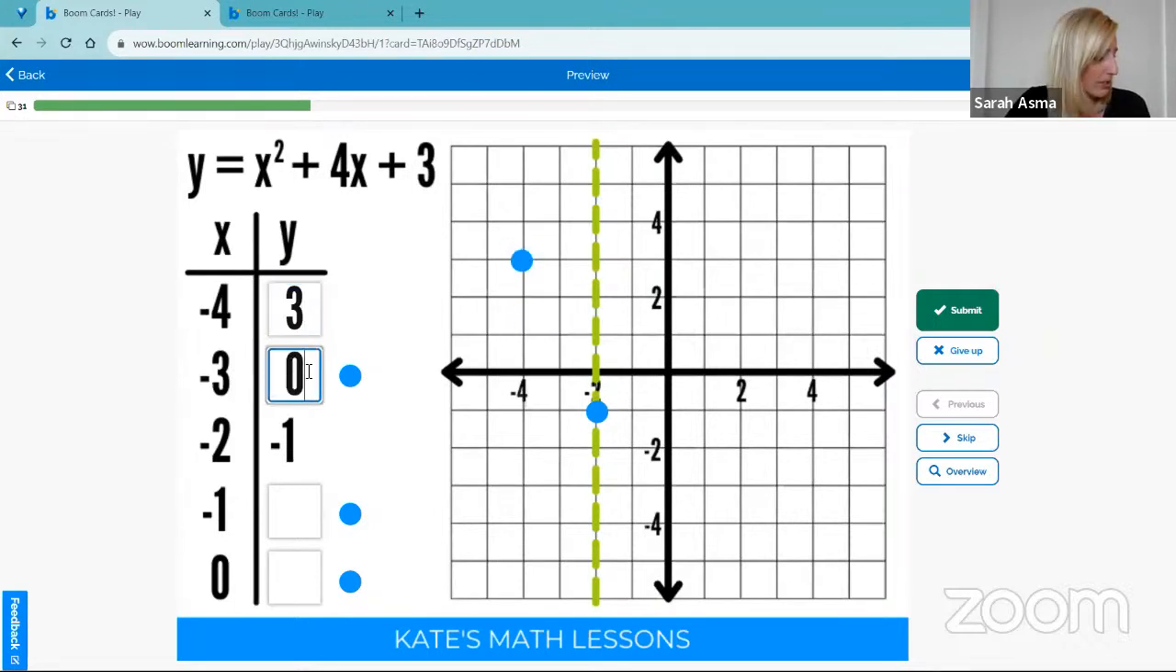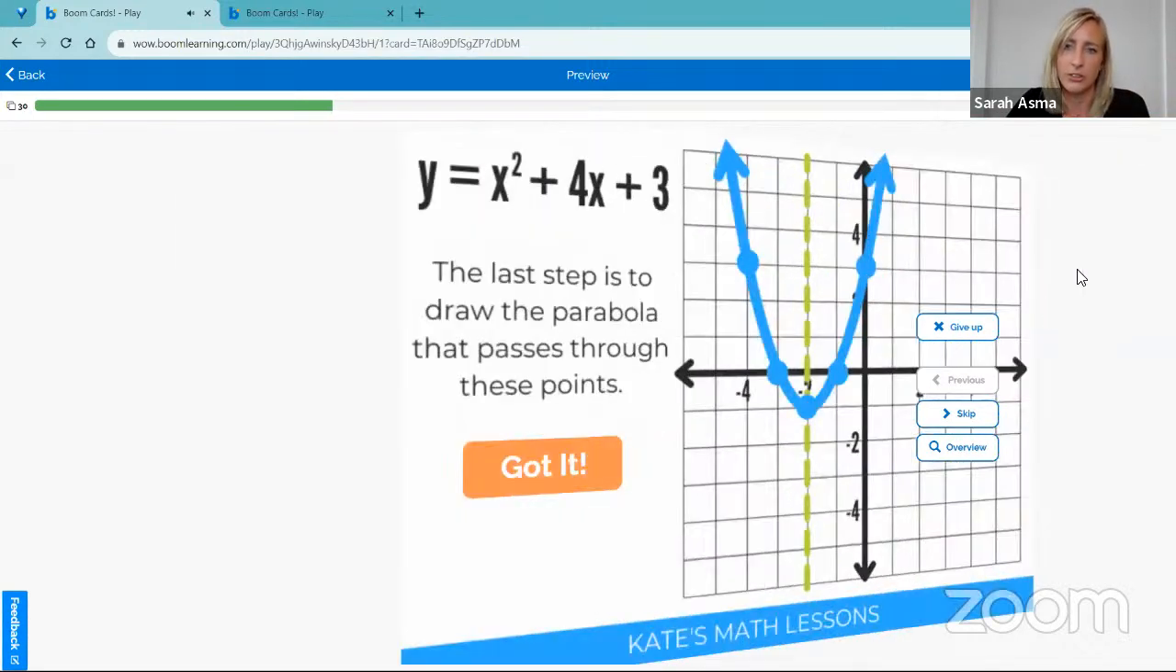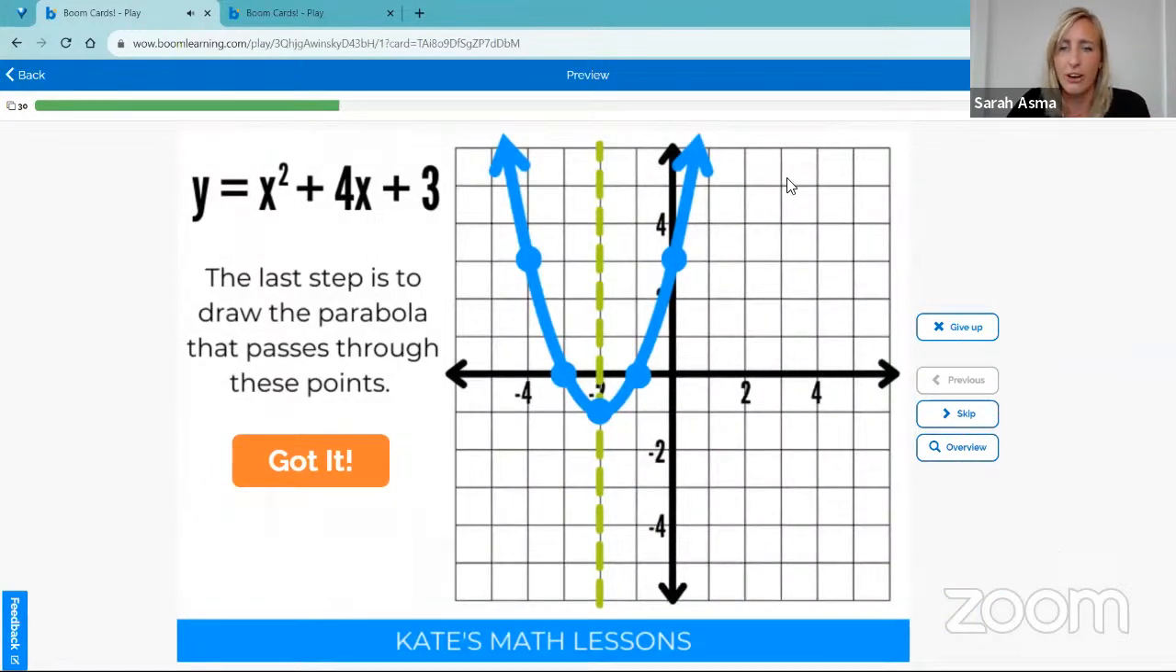Same thing for this one. This one comes out to 0. And then I can just put each one that's assigned there. And again, if I make a mistake and put one in the wrong spot, when they hit submit, it's going to kick back out the ones that are wrong. So I can see I've got to fix this guy here. And then it shows, okay, you did it. The last step is you just draw that curve, connect it, and then students can fill that out on the worksheet and keep going on to the next problem.